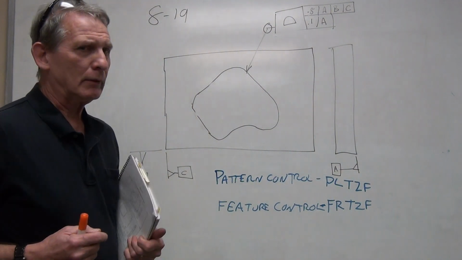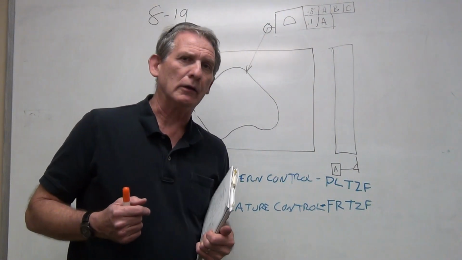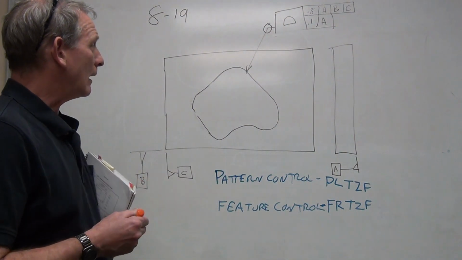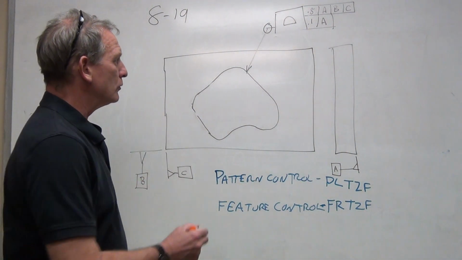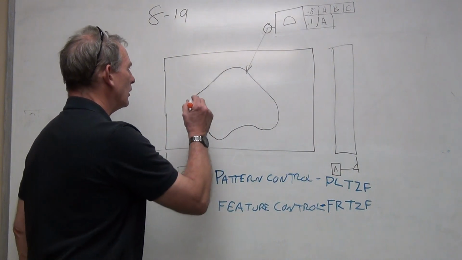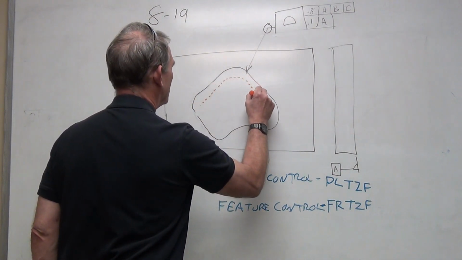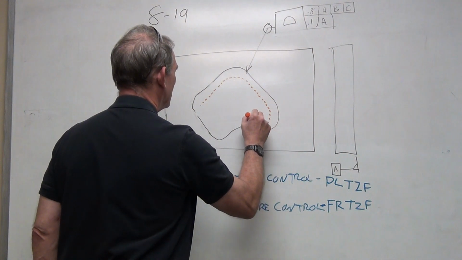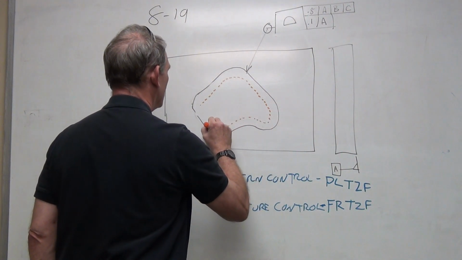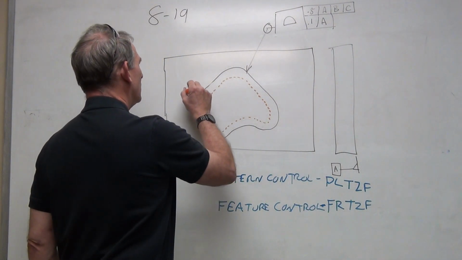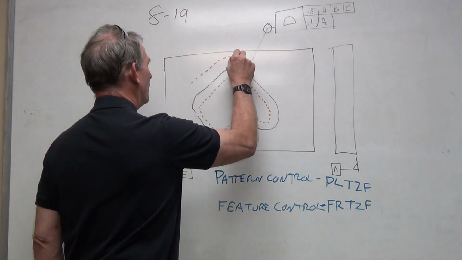But let's take a look at what that tolerance is first, and then we'll talk about the datums and what they mean. The tolerance zone is 0.8. We know it goes all the way around this part. So I'm going to draw that tolerance zone, that's 0.4 that way.